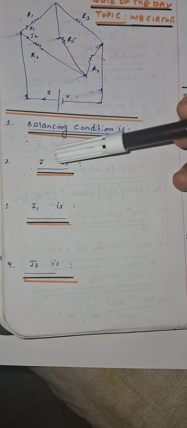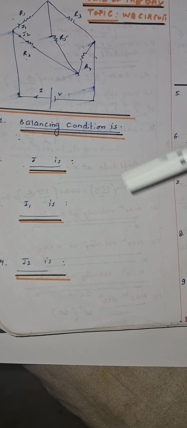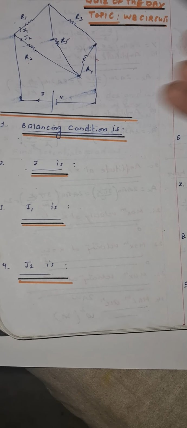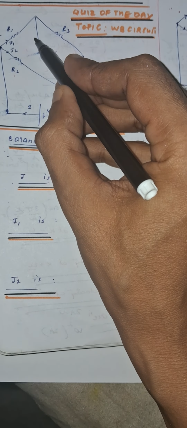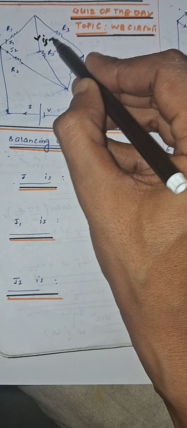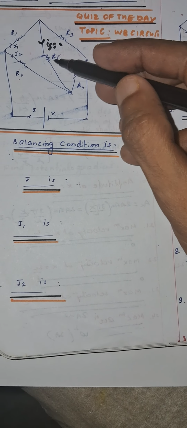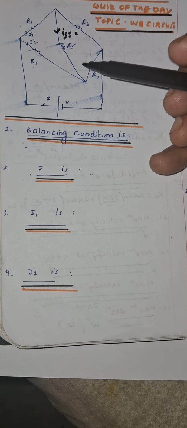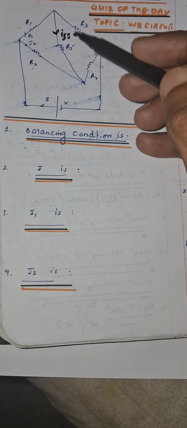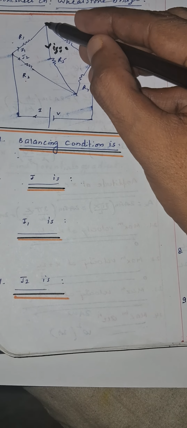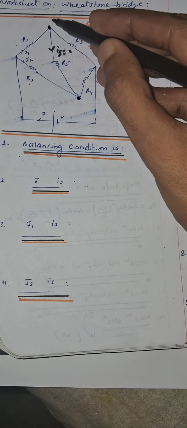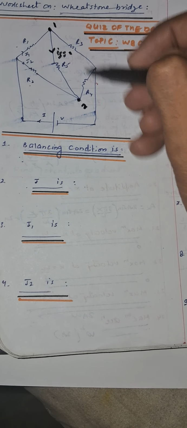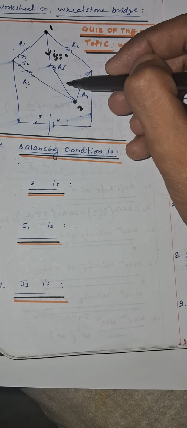Now the first question which arises is the balancing condition. Here the bridge is said to be balanced when the current through R5, the central resistor, is 0. Then we say the bridge is in balanced condition. Now if the current through this is 0, these 2 points, let us name them as 1 and 2, will be at the same potential.